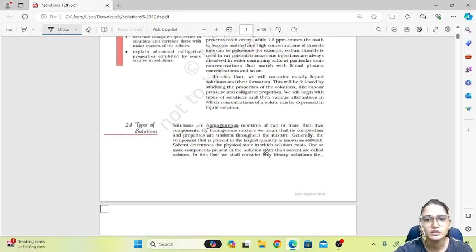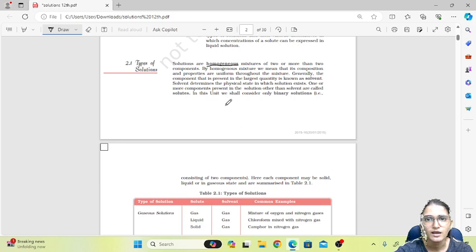Now in a homogeneous mixture, that is in solution, we have two components, and these two components are known as solvent and solute. Okay, solvent and solute. And in this chapter we are going to study mostly binary solutions. Binary solutions means the solutions in which there are only two components. Now we can have three components, four components, or more, but here we are going to study two components. Solutions in which there are two components are called binary solutions.